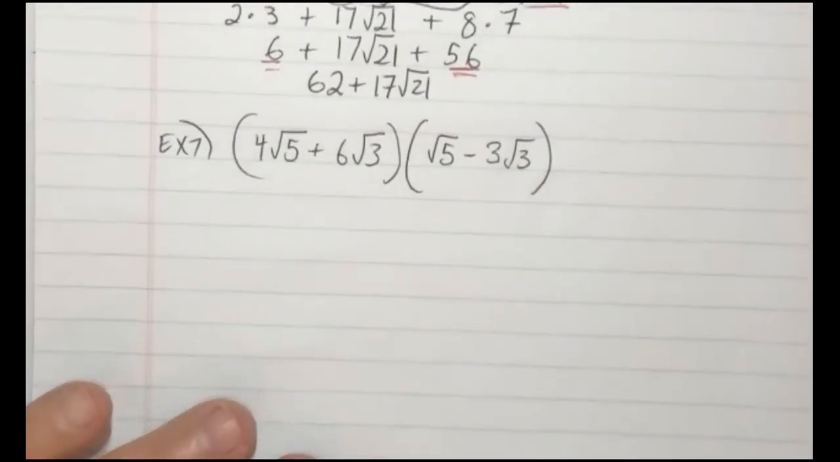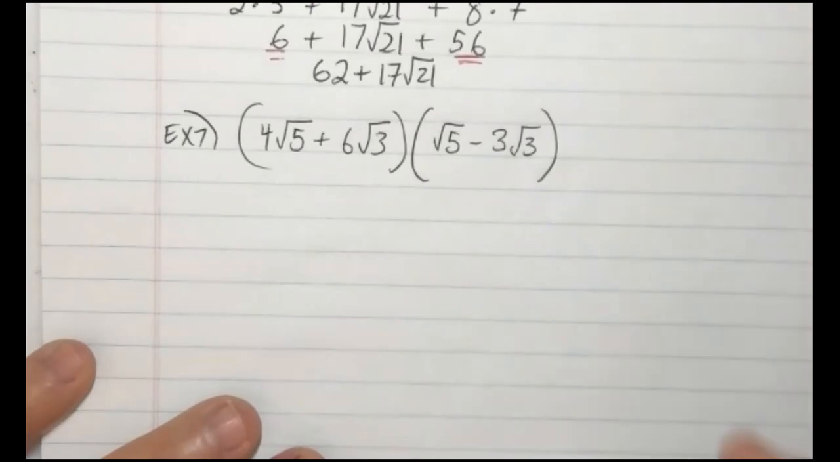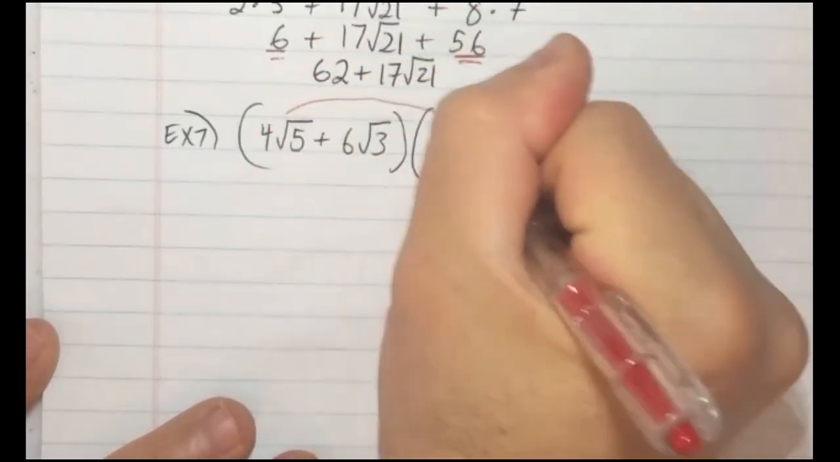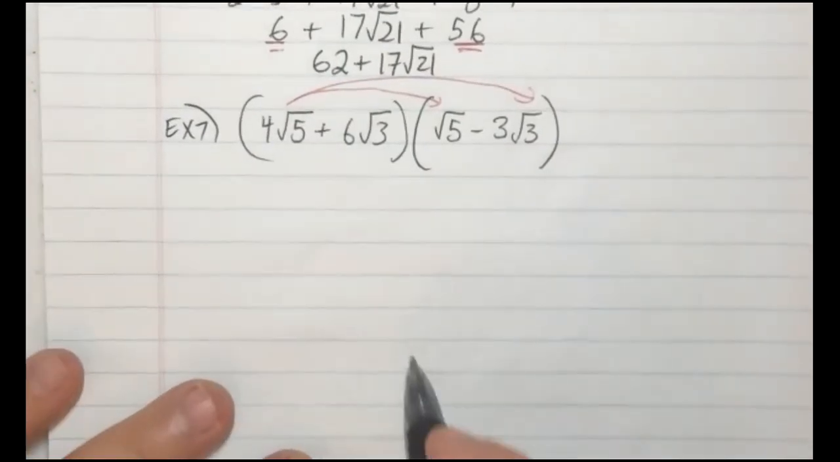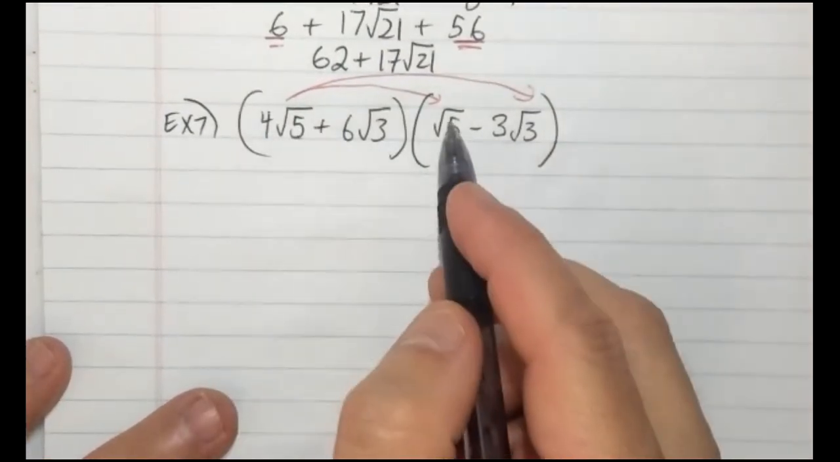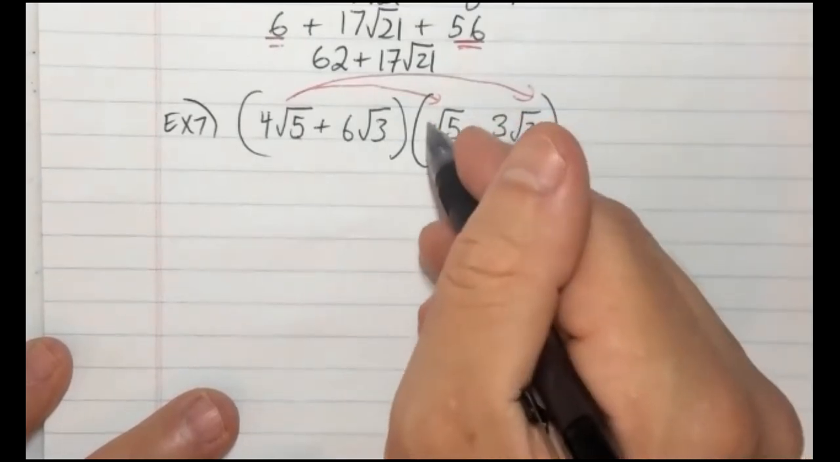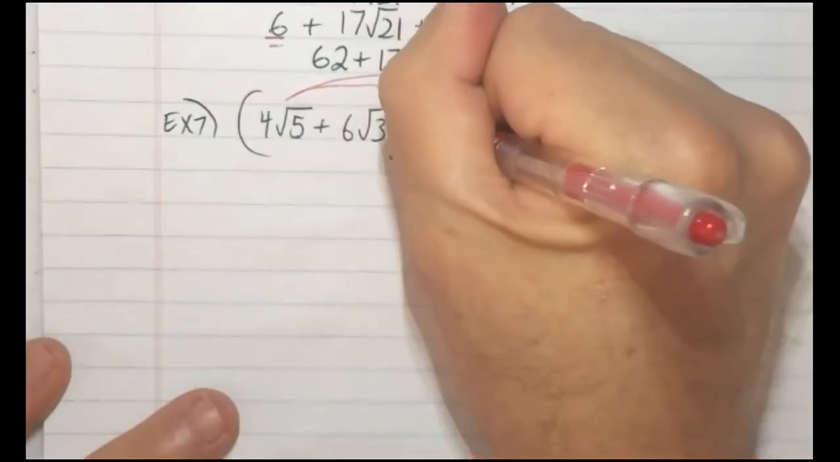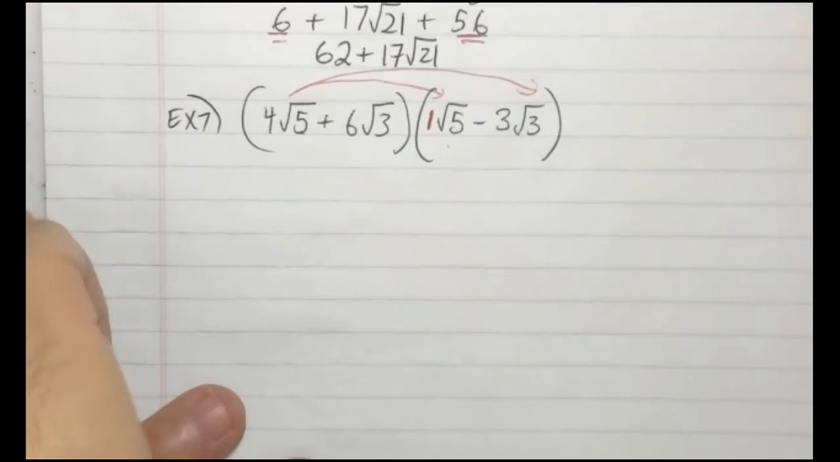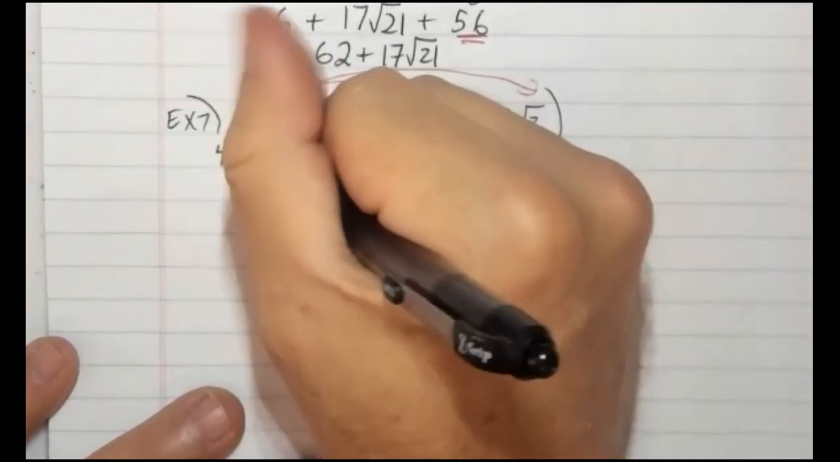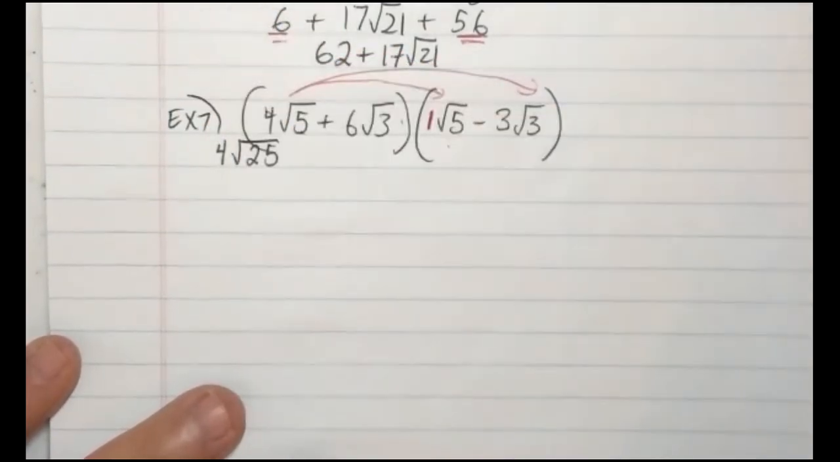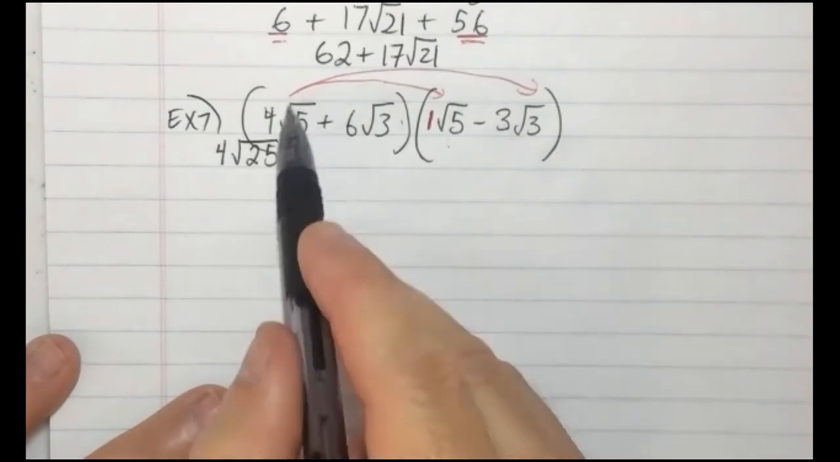All right, same type of problem, binomial times a binomial. Take your first term, I'm going to multiply it by both terms in the second. So it's 4 square root of 5 times square root of 5. Let's just throw in the coefficients already in front. So 4 times 1 gives me 4, and then 5 times 5 gives me 25. That's my first term. Now we're going to go to the next one.